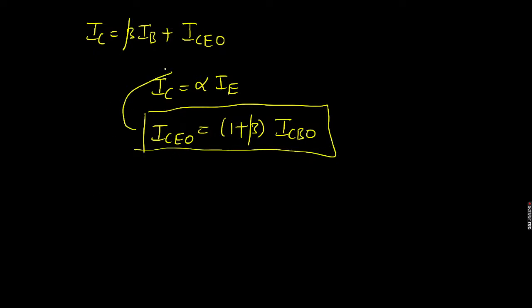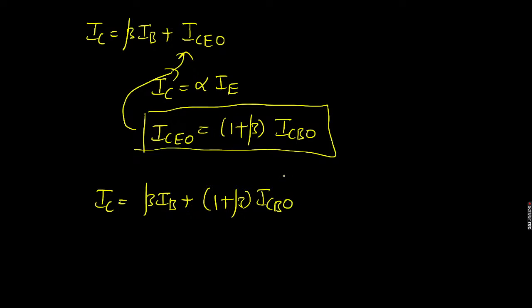If I substitute this value into the above expression, you will get collector current can be written as beta times IB plus 1 plus beta times the collector to base leakage current ICBO. Most important formula. Please do remember this expression. Whatever I am giving, I am intentionally giving based on your examination.